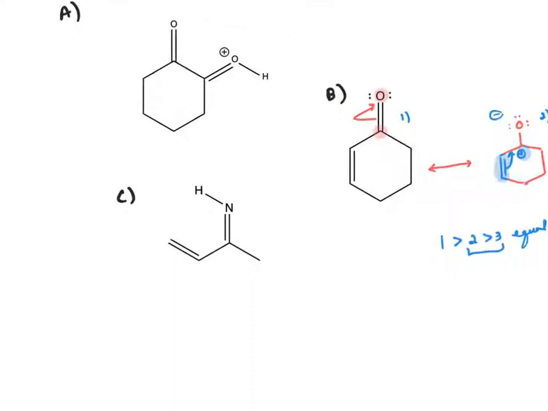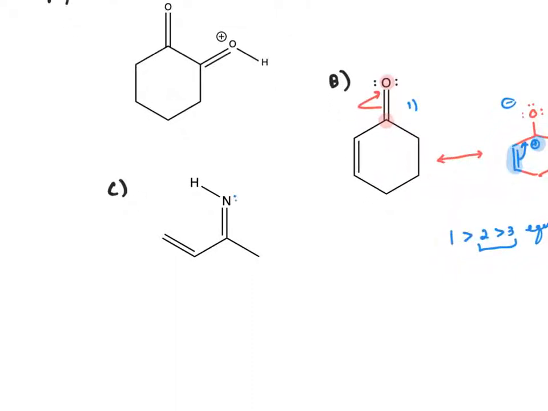Again, if I draw on my lone pairs in C, it's not really anything that's obvious, so I'm going to start again with the same thing. Nitrogen and carbon have different electronegativities. They're sharing a pi bond. So we're going to give those pi electrons to nitrogen, and the resultant structure looks something like this.